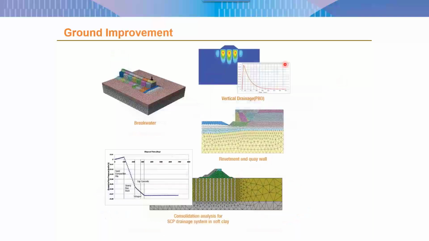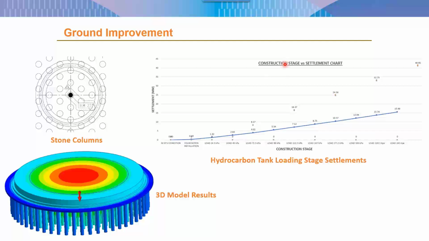Then for ground improvement, you can do the breakwater analysis or the soft ground improvement using prefabricated vertical drains or sand drains. Then revetments or quay walls or otherwise stone columns as shown in here with a 3D model. So the chart you are seeing here is the long-term settlement chart due to the loading imposed by the hydrocarbon tank.